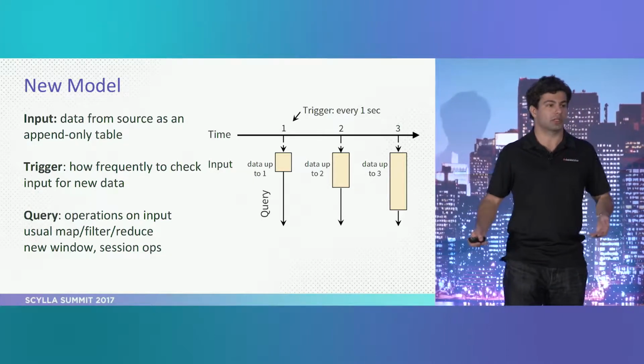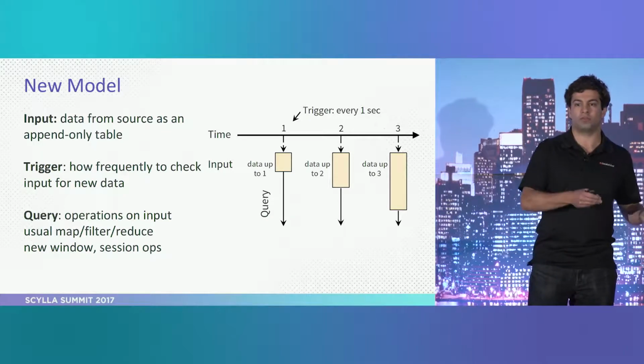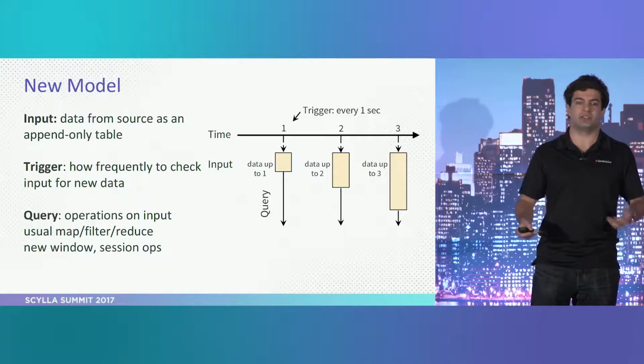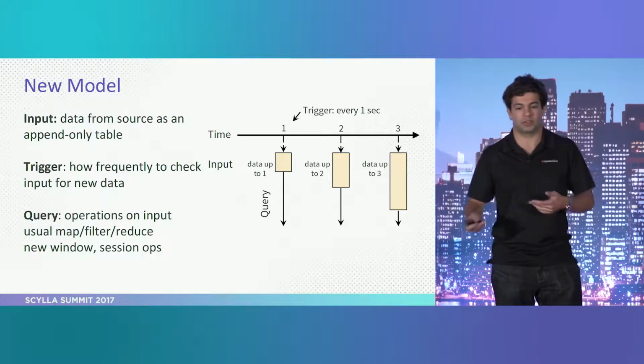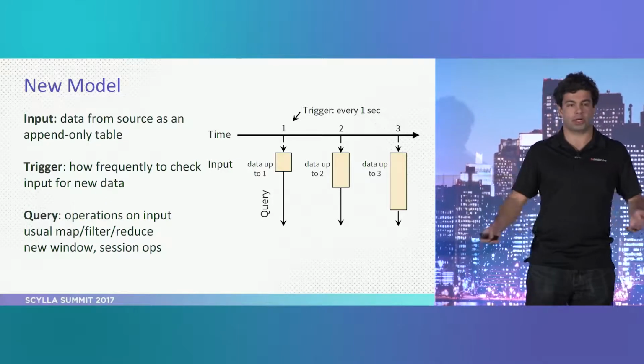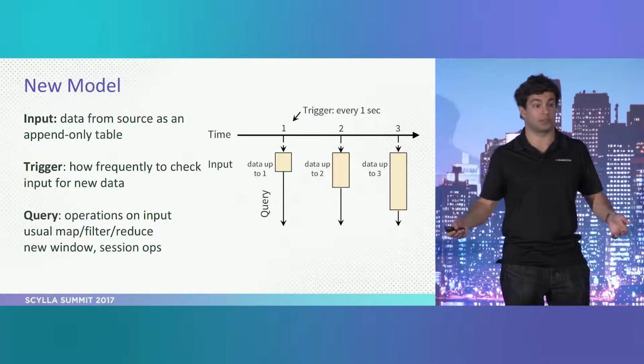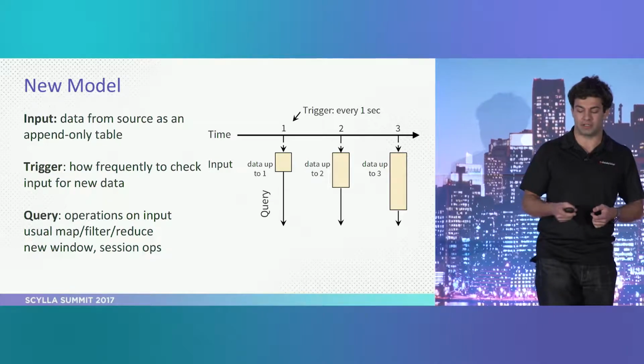So then you have a trigger concept. What's your trigger? The trigger is basically how often you want to look if new data has arrived. And when you look if new data has arrived, you emit results. Then you have your query, which is basically what you all are aware of, all the operations that you want to do on your data.